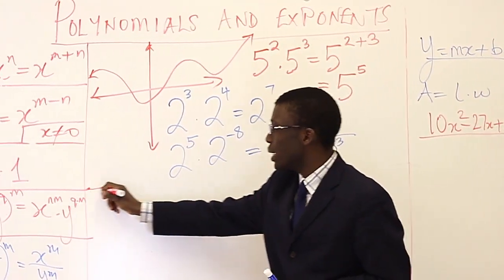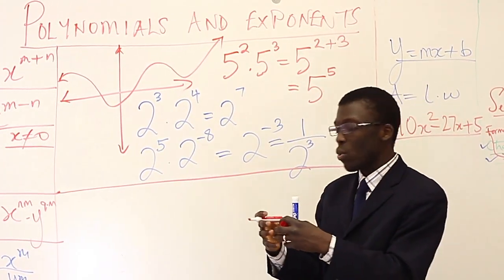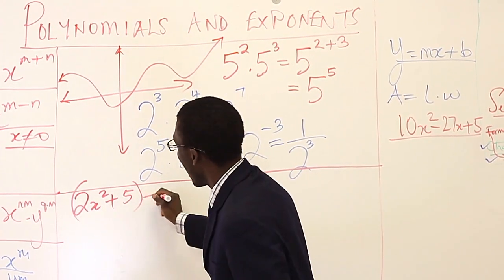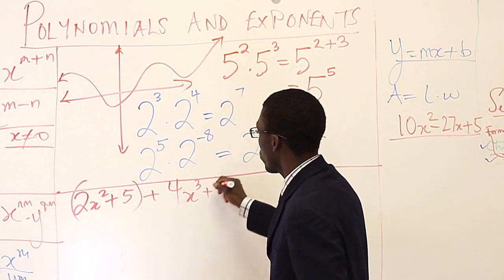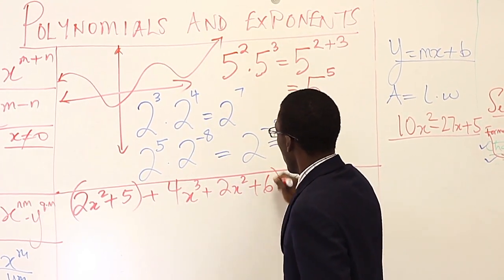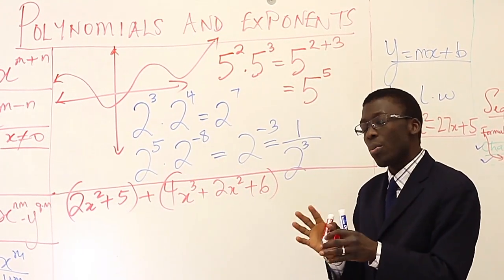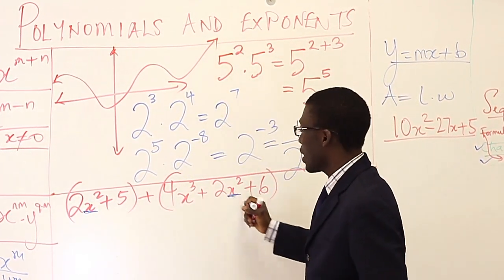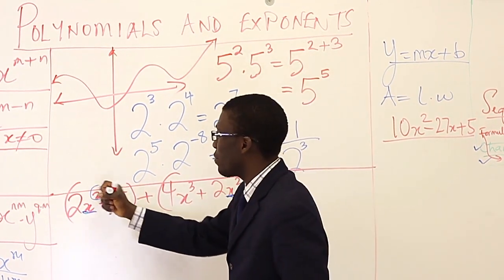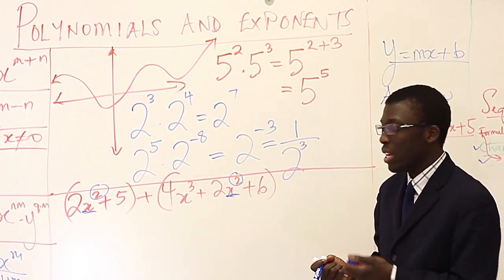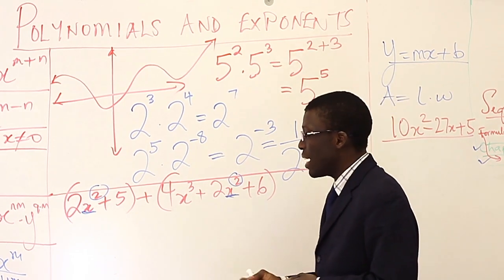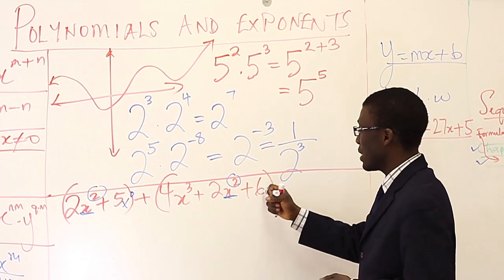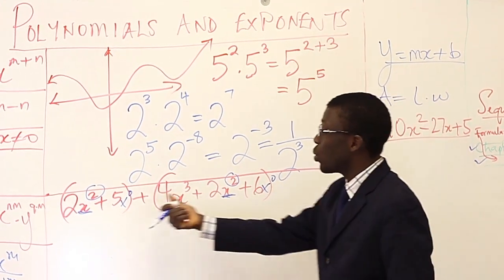But let me just say one quick thing about how polynomials would work if you were adding them. If you have 2x squared plus 5, and that's adding to 4x cubed plus 2x squared plus 6, you would only add the terms that are like terms. Like terms are terms that have the same variable in the same power. So they need to have two things in order to be like terms. The same variable in the same power. Now notice that 5 is the same thing as 5x to the 0. And 6 is 6x to the 0. So those two can add also.